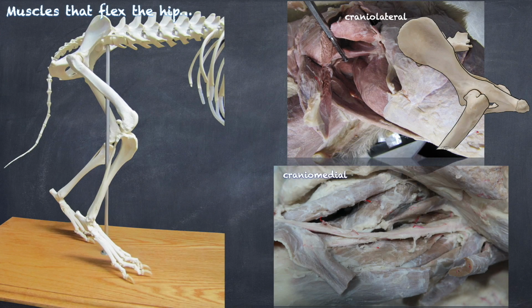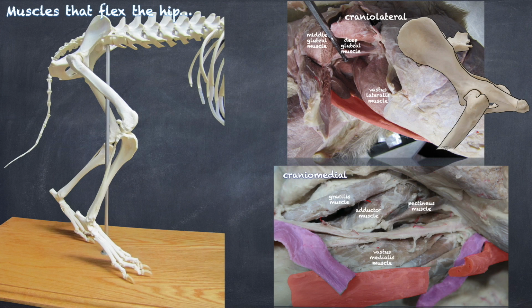Okay, muscles that flex the hip. Let's start out by identifying some of these that we're not going to worry about, such as the middle gluteal muscle, here transected. The deep gluteal muscle, just deep to it. The vastus lateralis muscle. And then on this more medial view, you've got the vastus medialis muscle, the gracilis muscle, the adductor muscle, and the pectineus.